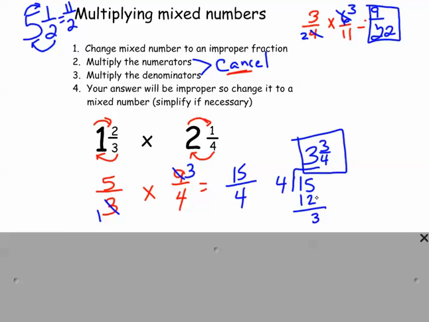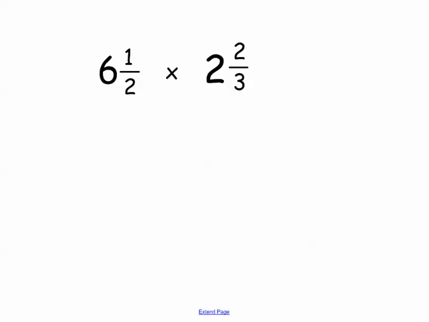Okay? What I do not want you to do is simply multiply the whole numbers and then multiply the fractions. That is not how you do it. Okay? This is the most important step here. You got to change them to improper fractions first. All right? Okay, so we have another one there. This is in your notes again. We're still going to do this one together.